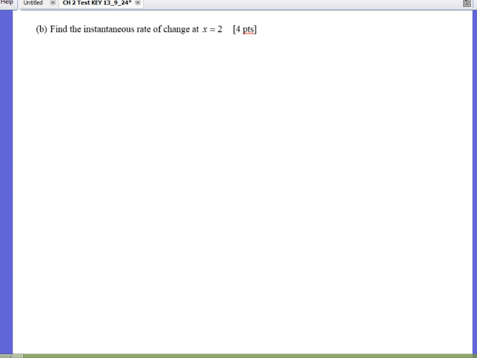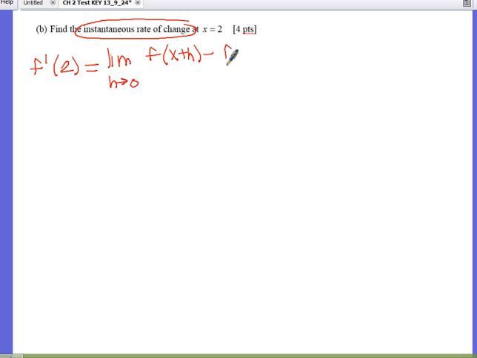The instantaneous rate of change is the same as the derivative. So what they're asking us to find is f prime of 2. We use the limit definition as h goes to 0 of f of x plus h minus f of x all over h, and the function we're using is 4 over 1 minus x.